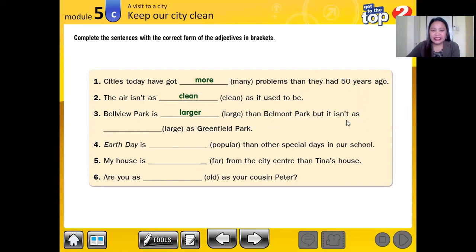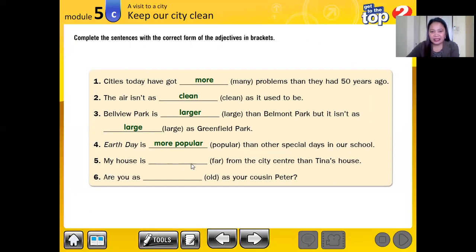But it isn't as large as Greenfield Park. Okay. Earth Day is more popular than... Remember our previous lesson, if we have "than," we are in a comparative form of adjective. Popular than special days in our school.